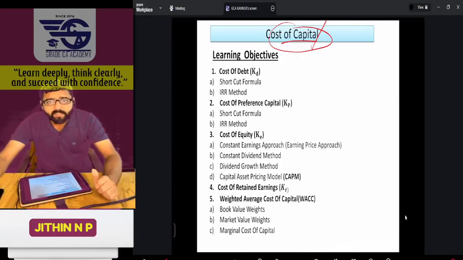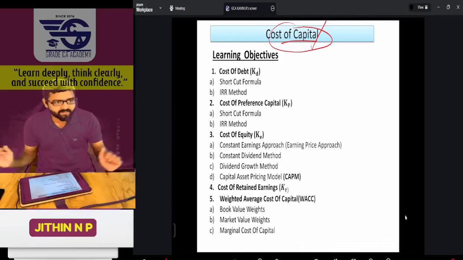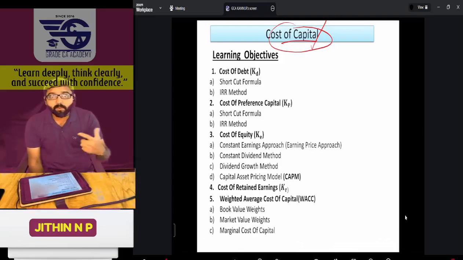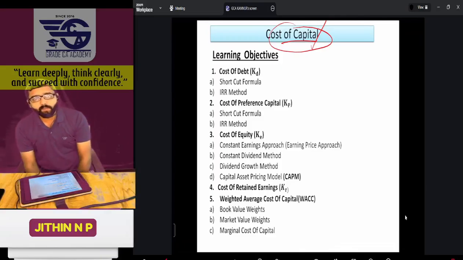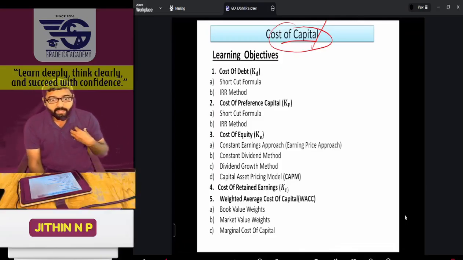The expectation of return of investors, from the company's point of view, is a cost. From the investors' point of view, it is an income, it is a benefit. Hence, from the company's point of view, it is a cost of capital.